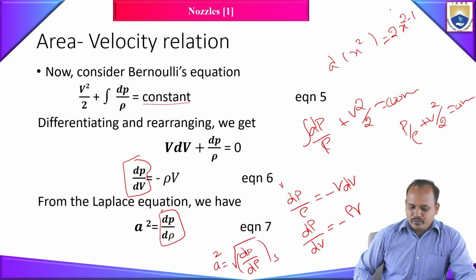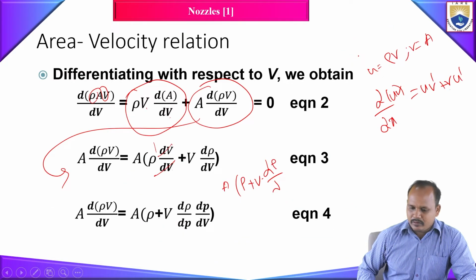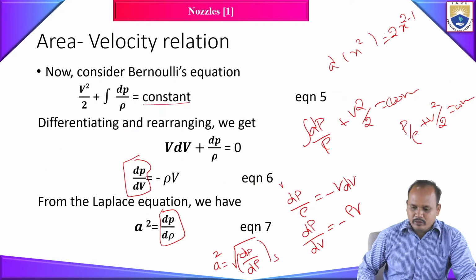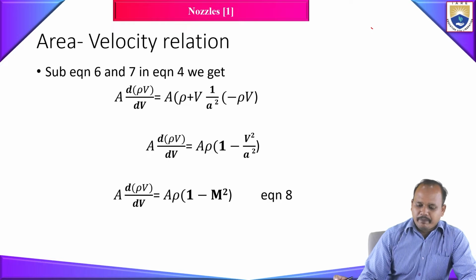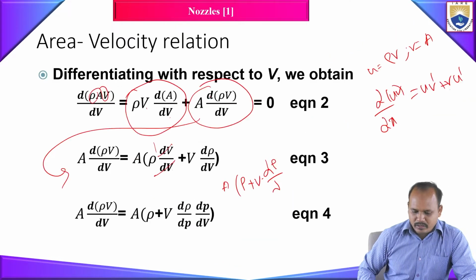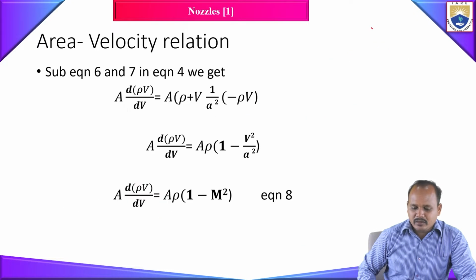So when we substitute this dp by dv, we have a into d by dv of rho v is equal to a into rho plus v into d rho by dp. Here when we substitute, what will we get? A is equal to rho plus v into 1 by a square into minus rho v, right? So this 1 by a square is what? 1 by a square is d rho by dp and dp by dv is minus rho v.